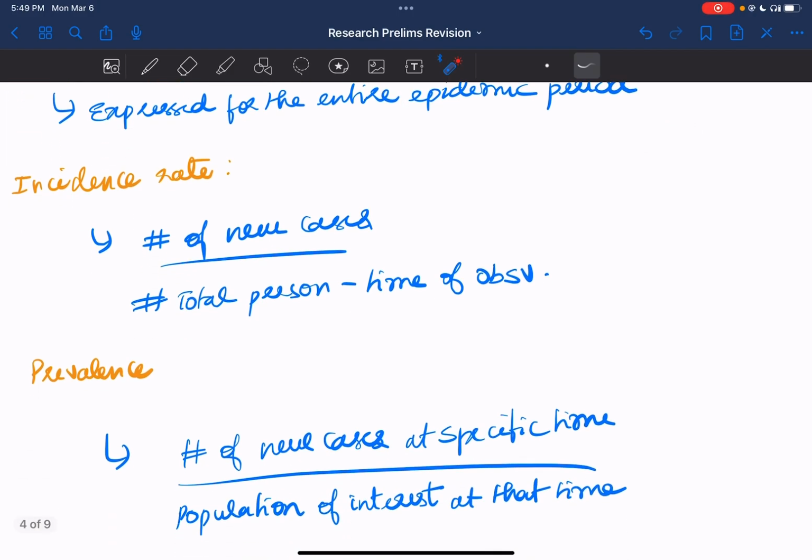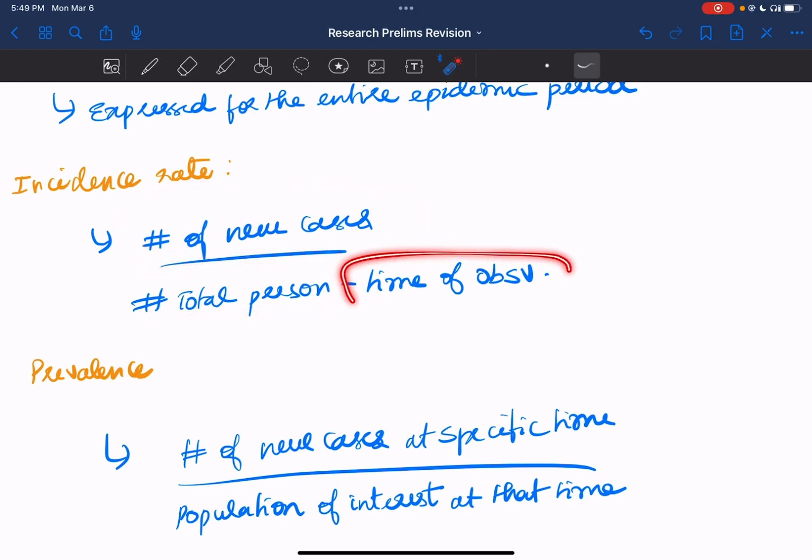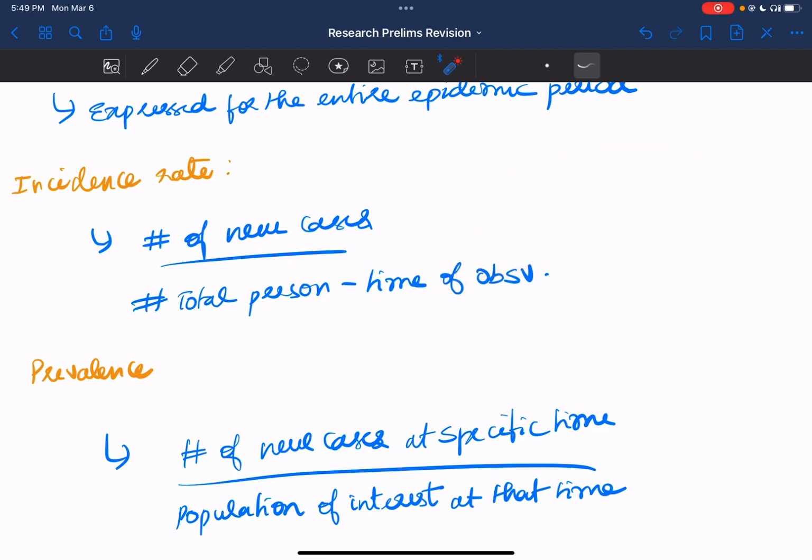Now, what is incidence rate? We saw cumulative incidence. Incidence rate is the number of new cases divided by the total number of person-time during the time of observation. So let's say you're observing a population from 2003 to 2006. The total population time during this period comes under the denominator here. It's not the same as cumulative incidence.